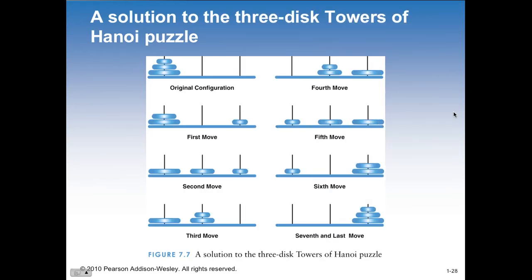Here are some solutions. A solution for the three disc Tower of Hanoi puzzle. Someone's going to call me on my lack of pronunciation. All right, so we've got the first move. Here's the original configuration. Given this configuration, we may not necessarily start out with this configuration. We might start out with a different one. If they were upside down, it'd be easy, just take them all this way. If this were upside down, then we wouldn't follow the rules correctly.